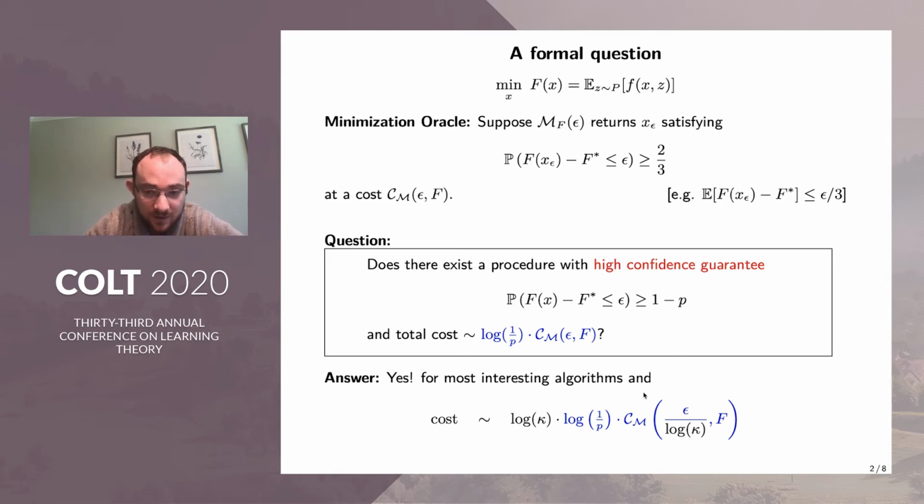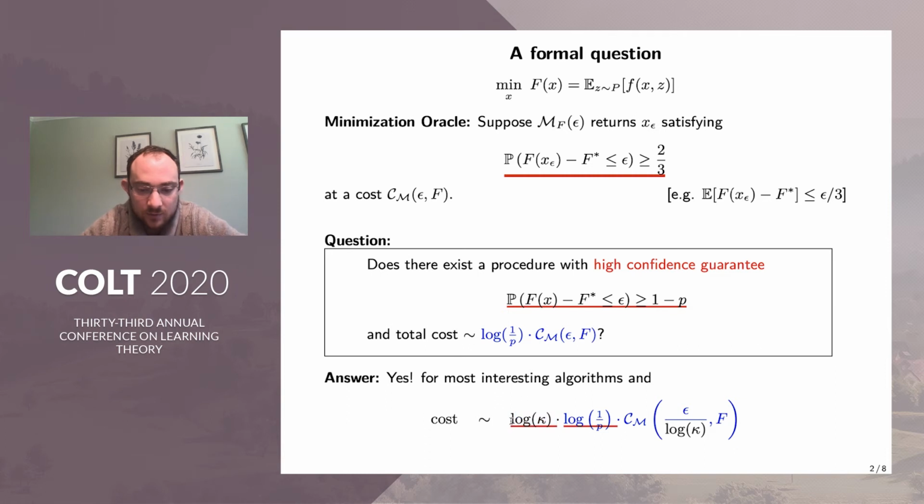Okay, it turns out that in this very, very general setting, with no extra assumptions about what the algorithm M sub f is, we will be able to see that it is possible to indeed boost the low probability guarantee to a high probability guarantee, and the total cost will be roughly the same as the cost of a single run of the algorithm, but you'll have to multiply slightly by log 1/p, okay, and log kappa.